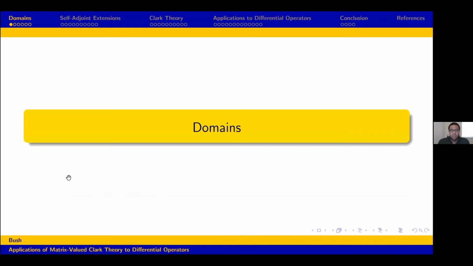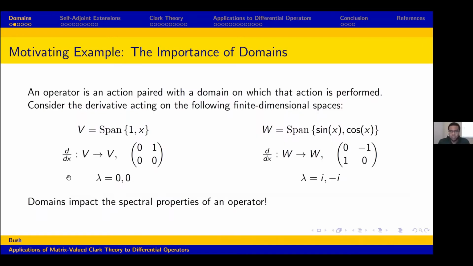So the beginning of this work starts with domains. To orient us in terms of what I'm talking about when it comes to domains, here's a toy model example of how the domain impacts the properties of an operator. Very often when thinking about an operator, we'll focus on the expression that defines it or the actions being done. But it can often be the case that the underlying set of objects on which you're performing those actions actually is really what's giving you the interesting properties.